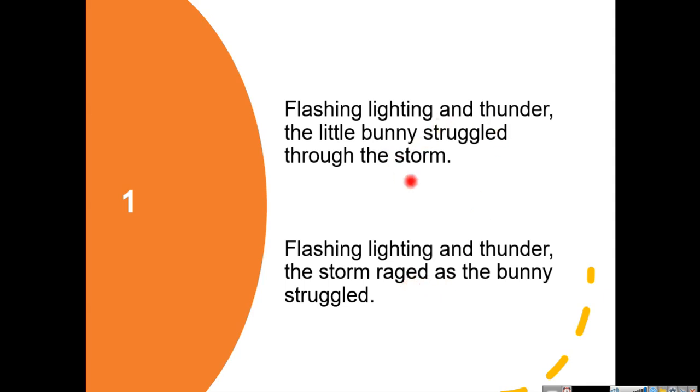Now we also need to add the little part of the bunny. So the bunny struggled. In this case, I add the word rage. Flashing lightning, thunder, the storm rage as the bunny struggled. This will be the answer. However, there are multiple answers to that.